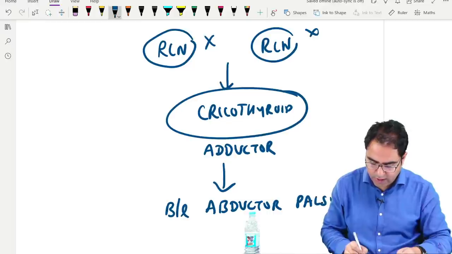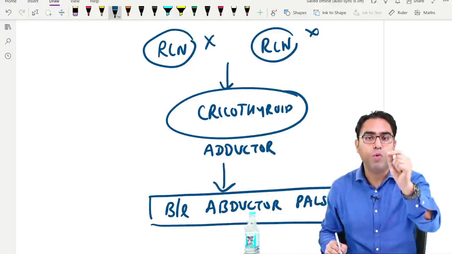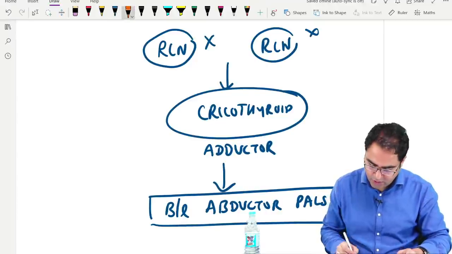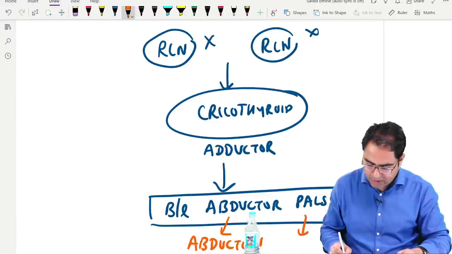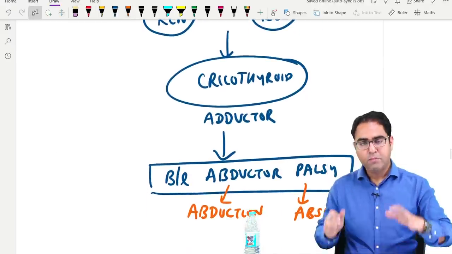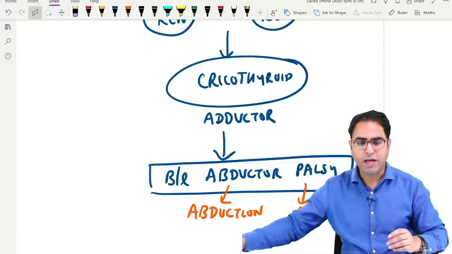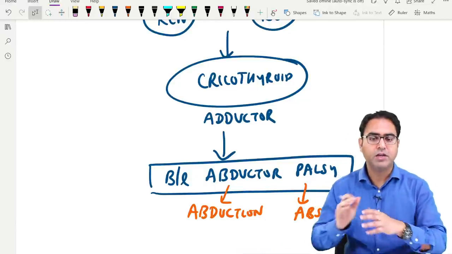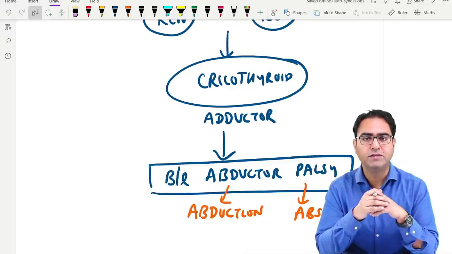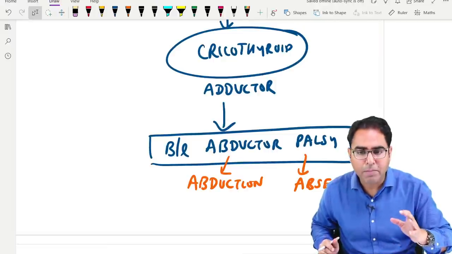Whenever you are naming the palsy, never think of muscle, beta. Think of movement, bache. Abductor means abduction. Palsy means absent, beta. I will translate the muscle into movement. This will make my life easy, beta. Bilateral abduction is absent, beta. Okay. Bilateral abductor palsy. Bilateral abduction is absent, beta.